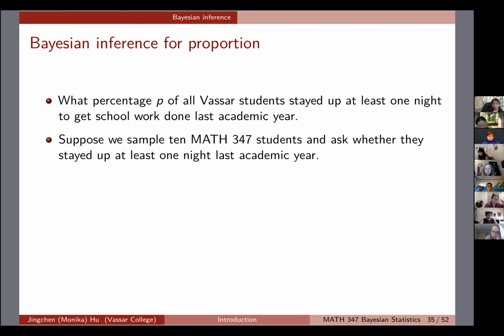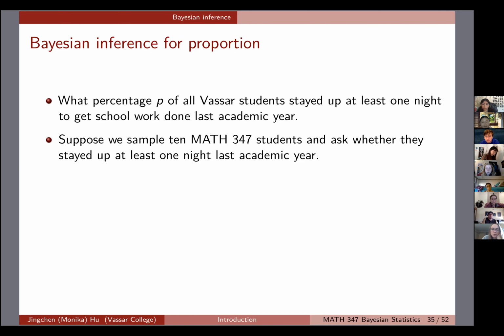All right, so now let's look at the example that I said I will give you, and let everybody be involved in how to create a Bayesian inference procedure for a proportion. So proportion is, again, that little p that we're talking about. Here we're interested in the percentage, which is little p, of all Bayesian students who stayed up at least one night to get schoolwork done last academic year. This is a toy example, but we'll get data from all Bayesian students who are present today, and also come up with the prior distribution jointly as a whole class. And we're going to see how things work out when we're doing Bayesian inference in this way.